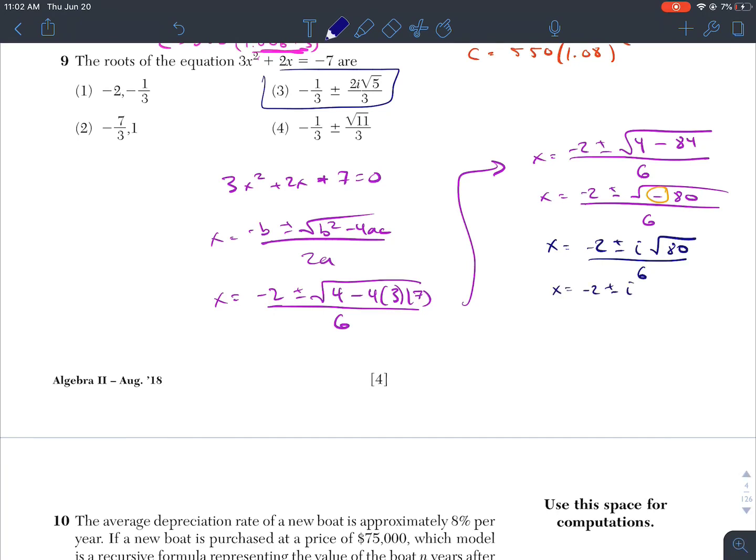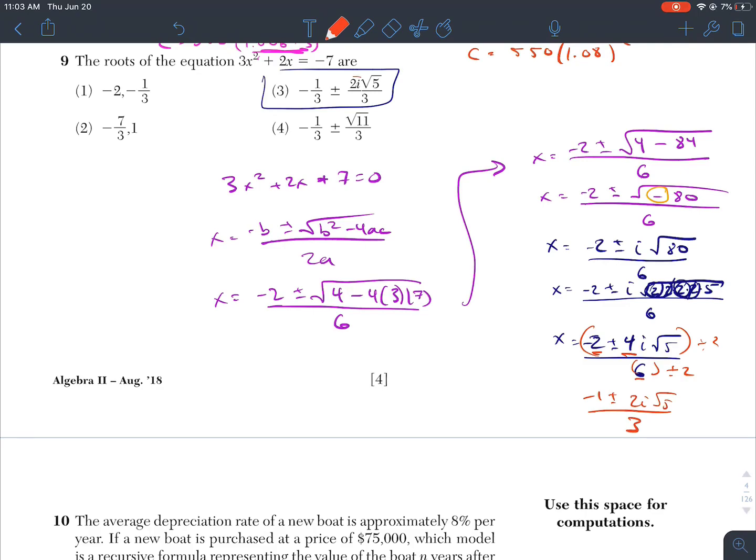Negative 2 plus or minus i, and then we break square root of 80 down into, let's see, 2 times 2 times 2 times 2 times 5, divided by 6. You just use a factor tree to do that. And then you've got 2 groups of 2's. So that leaves us with x equals negative 2 plus or minus 2 times 2, which gives you 4i square root of 5 over 6. And this whole thing can be reduced by 2 on top and bottom, because all of these coefficients are divisible by 2, and that gives you negative 1 plus or minus 2i root 5 all over 3, which is equivalent to this.